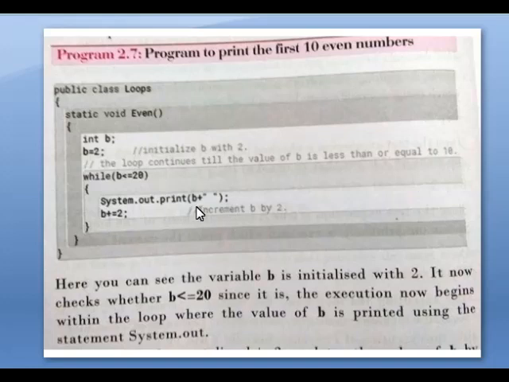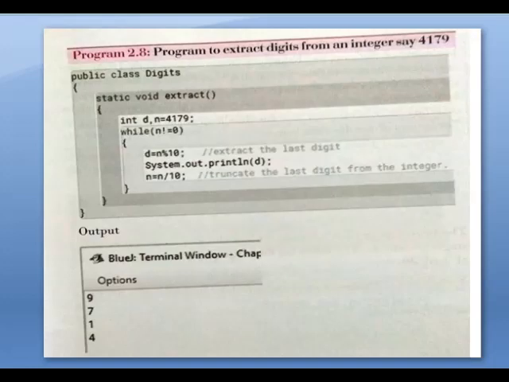Then we increment the value of b by 2 because we are going to write the even numbers. So b plus equal to 2 means b equal to b plus 2. So 2 plus 2 is 4. 4 less than or equal to 20. Like this it will check the condition. When the condition becomes false it will come out of the loop. So this while loop is also called an entry controlled loop. Another example is here by using the while loop.